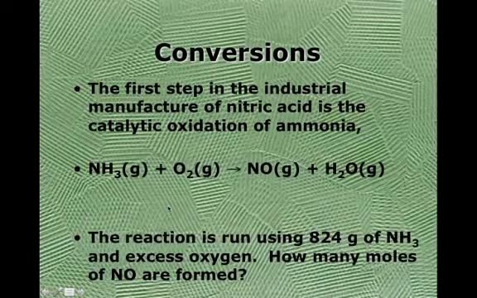Okay, the first step in the industrial manufacture of nitric acid is the catalytic oxidation of ammonia. Is that equation balanced? Definitely not. Nope, the hydrogens aren't. So let's go ahead and start balancing that.